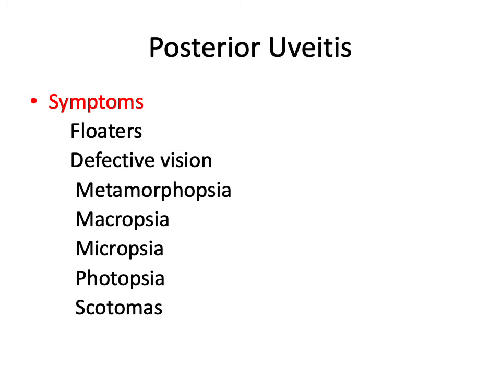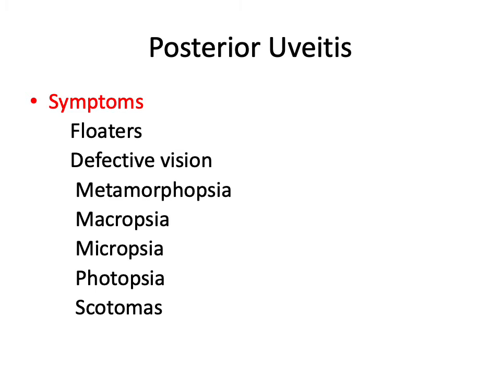The main symptom of it is starting by floaters. The patient will complain from floaters in the vitreous and maybe defective vision. Why maybe? Because the lesion may affect the periphery of the fundus, producing only floaters, or it may affect the center of the fundus, especially the macula and the optic disc, producing defective vision.